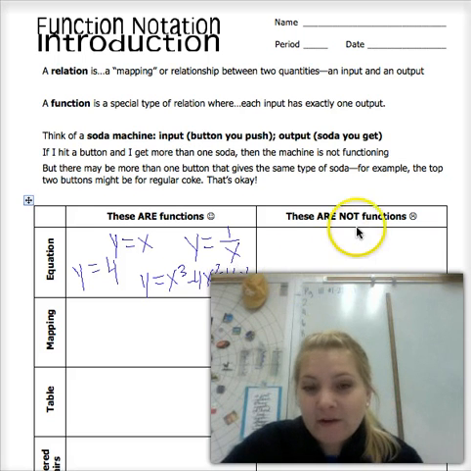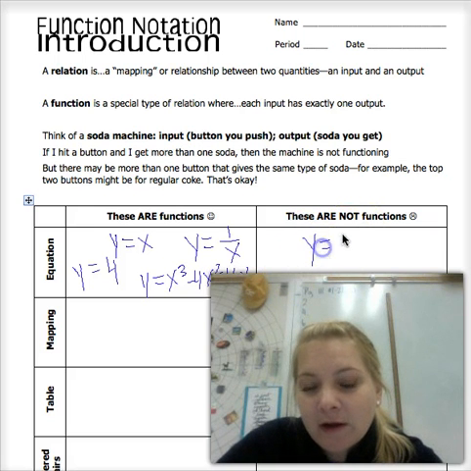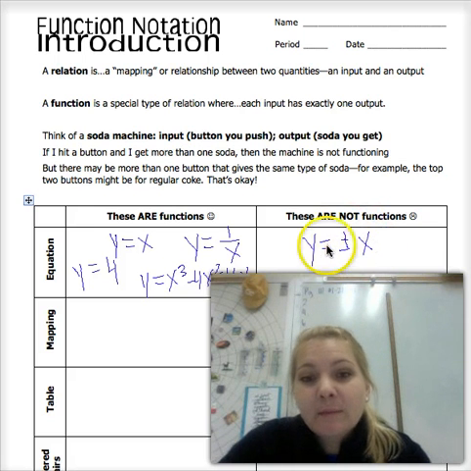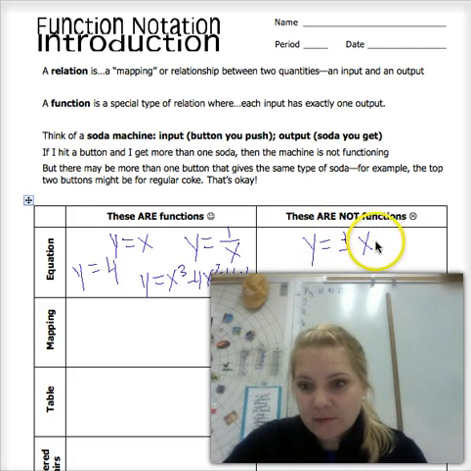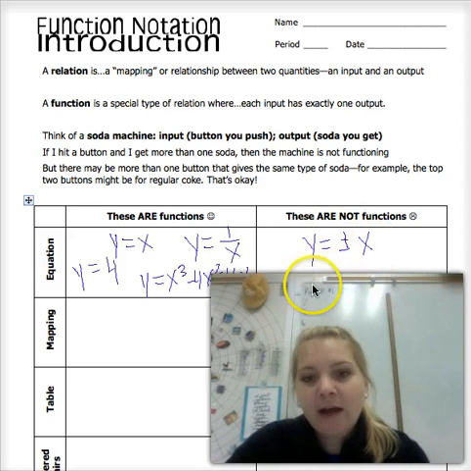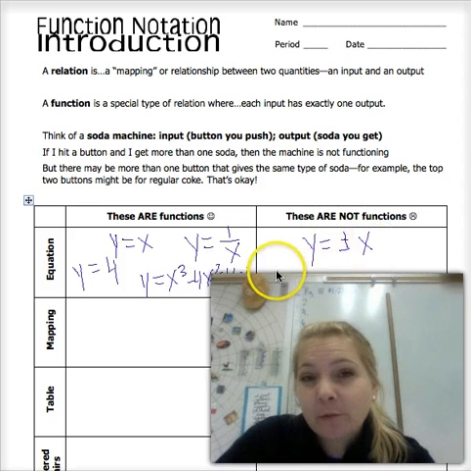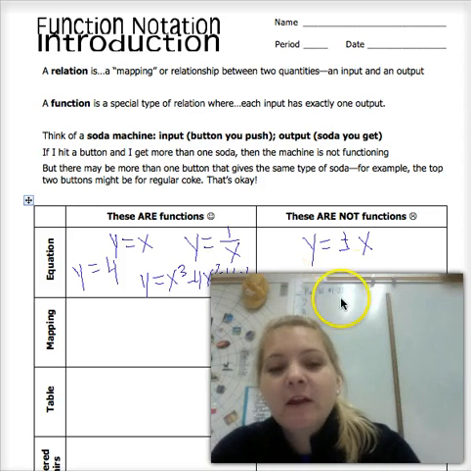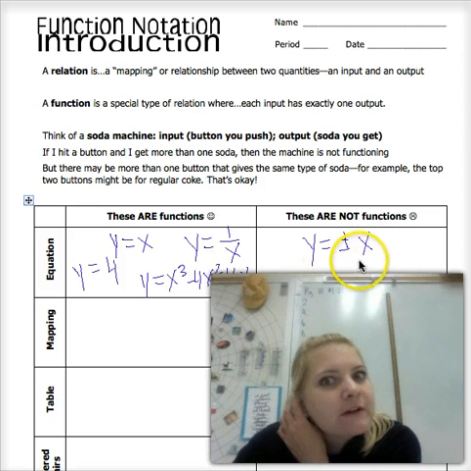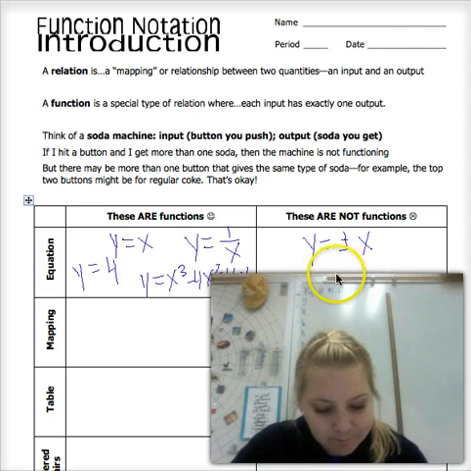Now examples of equations that aren't functions are y equals plus or minus x, because that input, you're going to have some different outputs there. And just as a heads up, most equations we're going to look at this year are functions. And I'll be clear to make sure which ones aren't functions and which ones are.